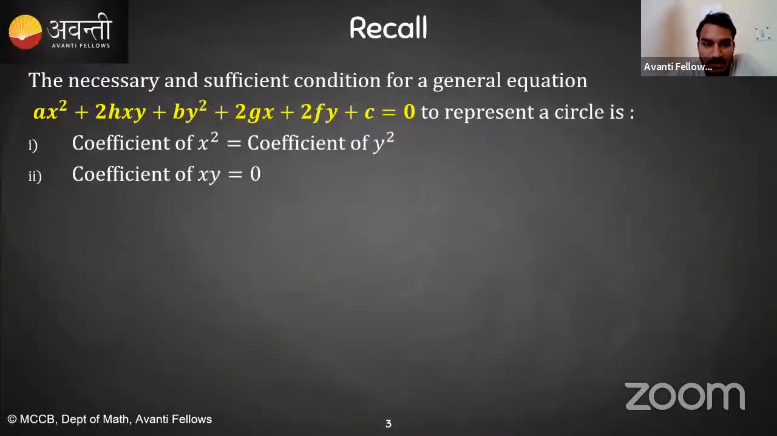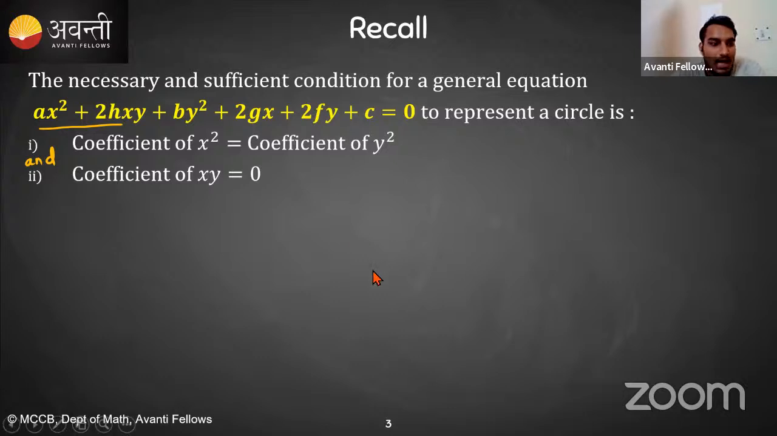So students, in the last class, we talked about the necessary and sufficient condition for any second degree general equation ax square plus 2hxy plus by square plus 2gx plus 2fy plus c equal to 0 to represent a circle: the coefficient of x square is equal to the coefficient of y square, and the coefficient of xy is equal to 0, right? These two conditions it should satisfy, then only our second degree equation will represent a circle.